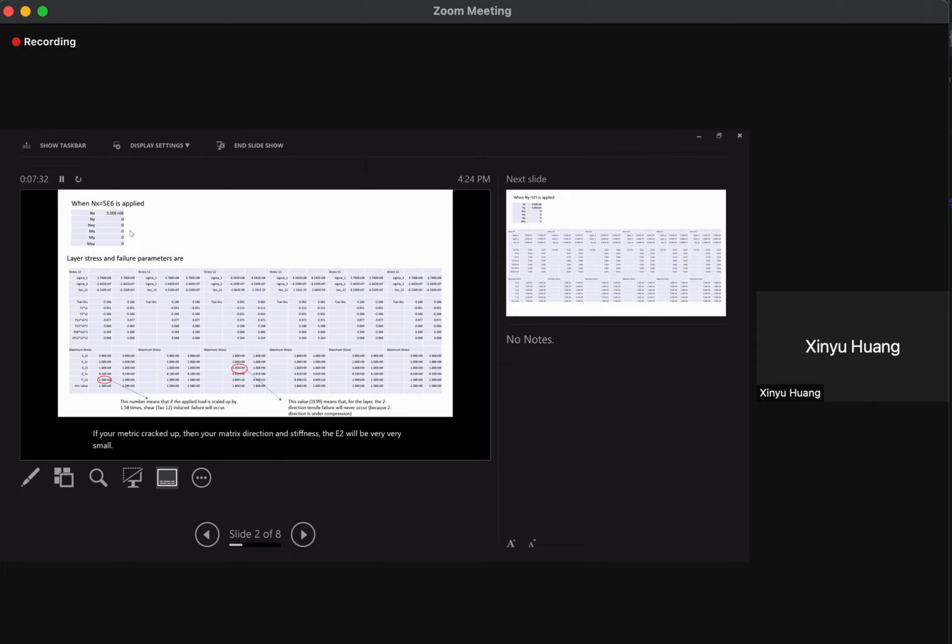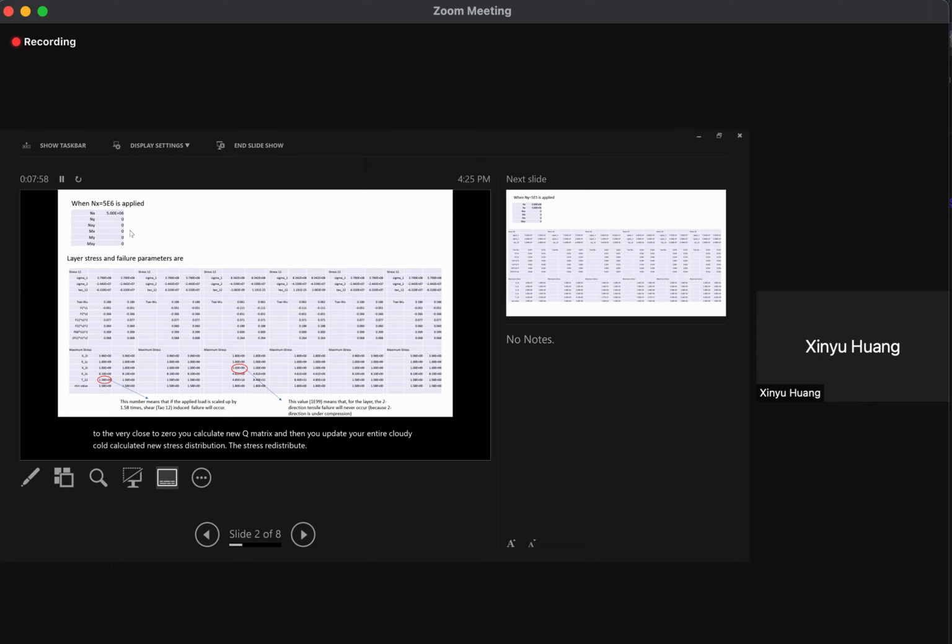What you can do is, once your code determines this threshold, your material failed, you lost a certain layer in terms of E2, you can modify the E2 in that Q matrix. You can reduce E2 to very close to 0. You calculate a new Q matrix. And then you update your entire CLT code to calculate a new stress distribution. The stress redistributes.